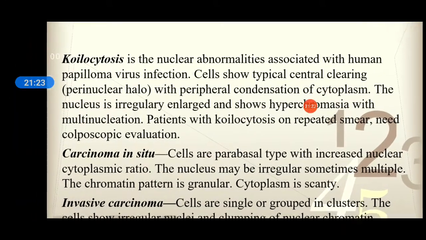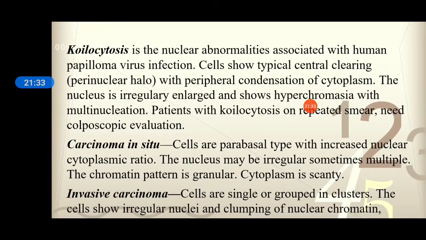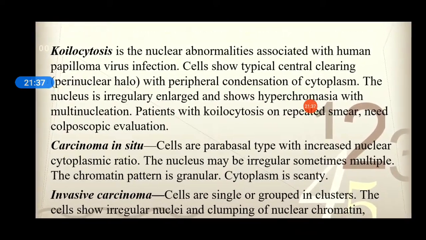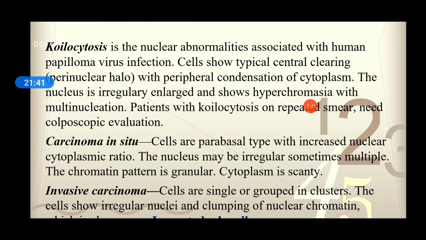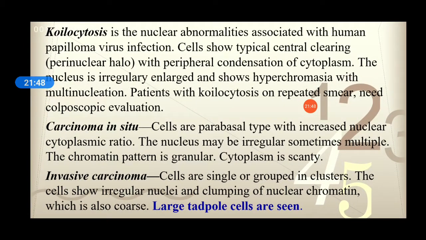Then one more condition is called coilocytosis. Coilocytosis is the nuclear abnormality associated with the human papilloma virus. Cells show typical central clearing with peripheral condensation of cytoplasm. The nucleus is irregularly enlarged and shows hyperchromasia with multinucleation. Patients with coilocytosis on repeated smear need colposcopic evaluation.